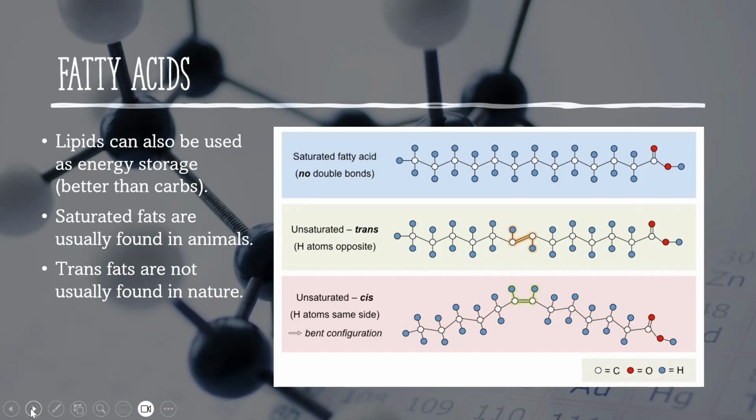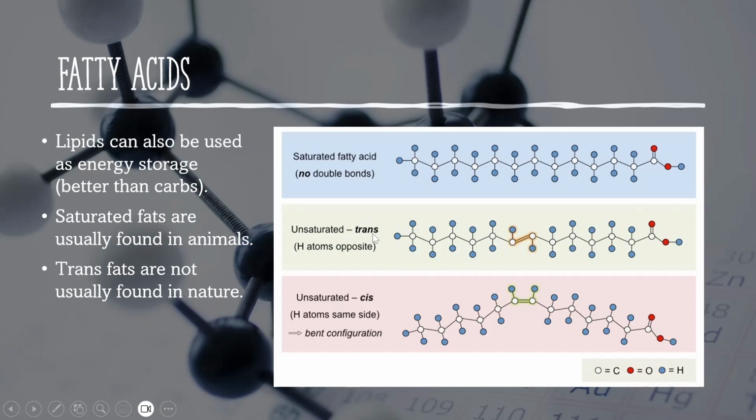So we're moving on to fatty acids. Lipids are also a form of energy storage. They're more associated with long-term energy storage, as opposed to carbs, which are a more immediate form of energy use. Saturated fats are usually found in animals. It's because saturated fats have no double bonds, so it's easier to stack them on top of each other. They're the same, so it's easy to stack together because they form nice puzzle-like pieces that connect together. Trans fats are usually not found in nature.